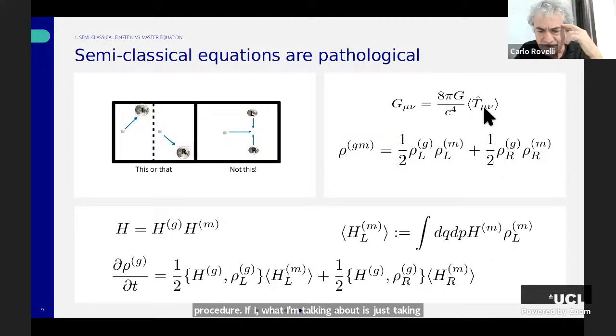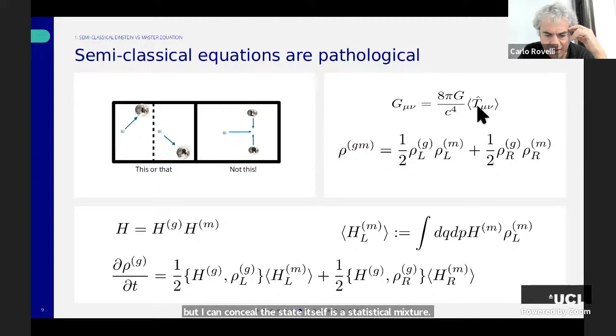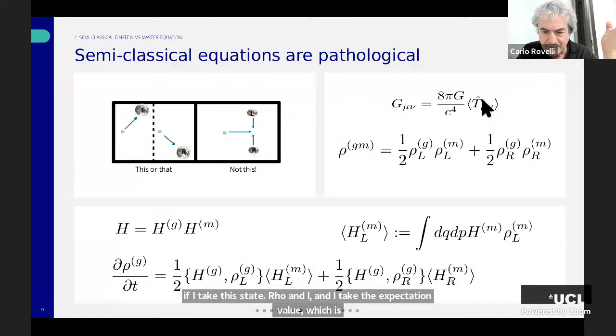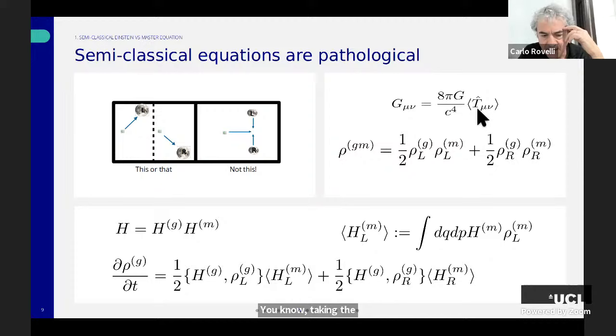Yes, it is a quantum expectation value. I'm not sure what you mean by quantum or classical. This is a quantum expectation value, but the state itself is a statistical mixture. So if I take this state, rho, and take the expectation value, the density matrix is written for a pure state. So you're putting in something by hand, and you're saying this applies to the pure state but not to the mixed state. I'm not putting something by hand.